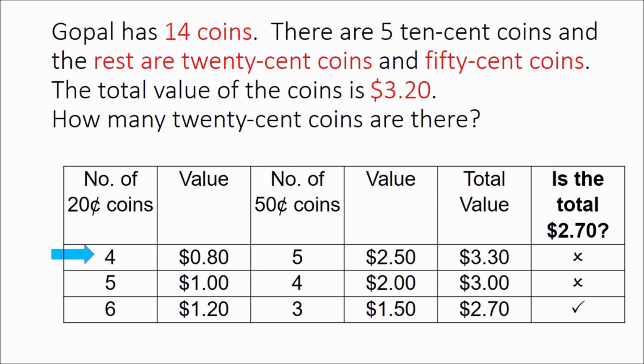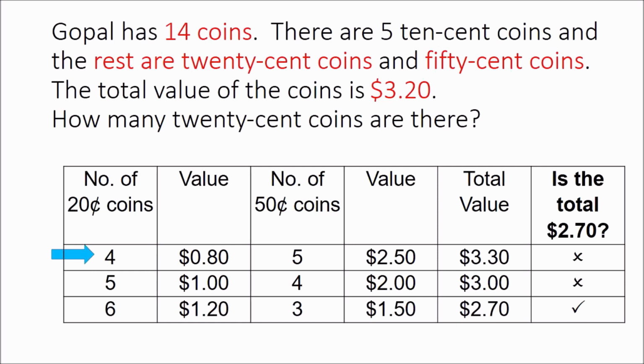So 4 20-cent coins is 80 cents, 5 50-cent coins is 250. We add them up, we get 330. Now, that's not what we want, because we want the value to be 270. So we're going to try a second time by reducing the number of 50-cent coins by 1. So there should be 5 20-cent coins, $1, and 4 50-cent coins, $2. You add them up, you get $3.